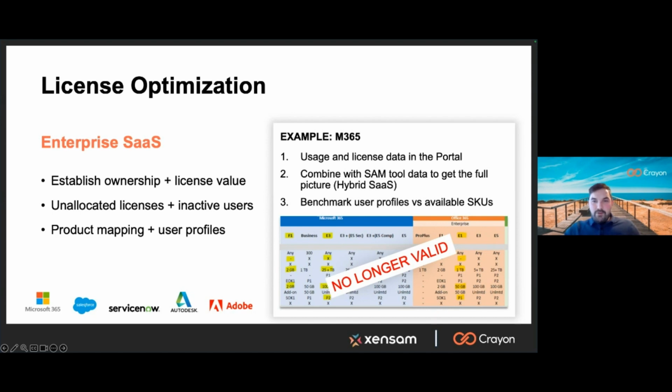So thinking about Microsoft 365, we could get the data from the portal. We would combine it with the data from a SAM tool such as ZenSAM, so you get the on-premise usage of the Office products. Then we would benchmark the data from the Office portal and from the SAM tool against the different user profiles and what is available in each user profile SKU or license SKU against the customer's actual usage. There's an example there of Microsoft 365 and Office 365. The example is no longer valid.